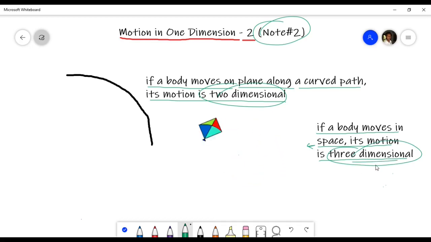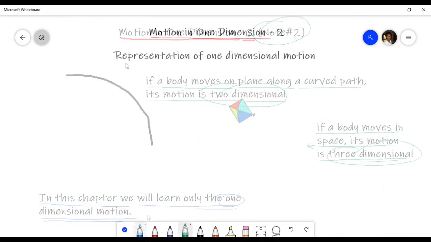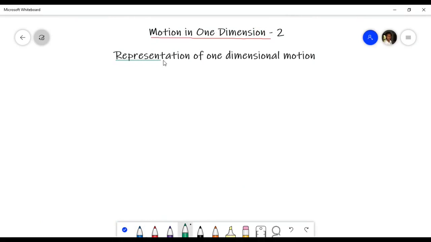So here I have tried to explain to you about two-dimensional and three-dimensional motion, but in this chapter we will learn only one-dimensional motion. We will only be learning about one-dimensional motion in this lesson. I hope you have understood till here. We're learning the lesson motion in one dimension, and we'll be learning about the representation of one-dimensional motion.